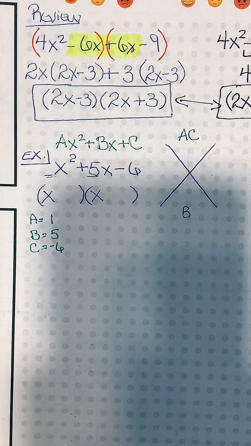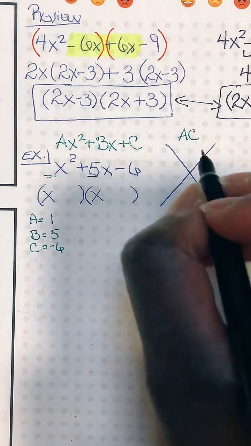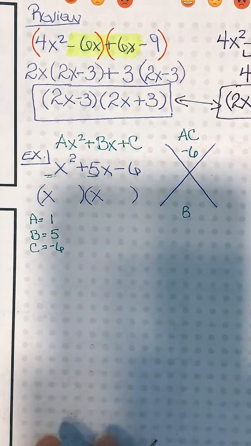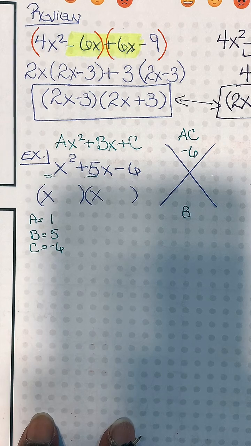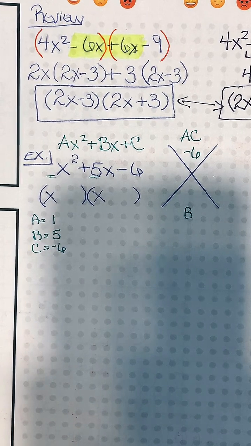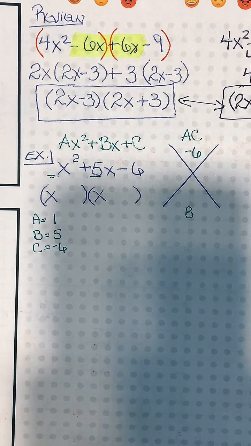How did you know to put in those spots? Okay, so we have negative 6. It's been a while since we graduated from high school. It's all right. It's okay.